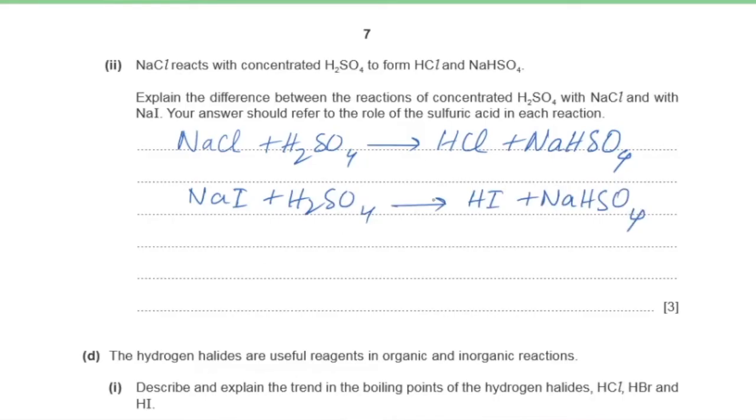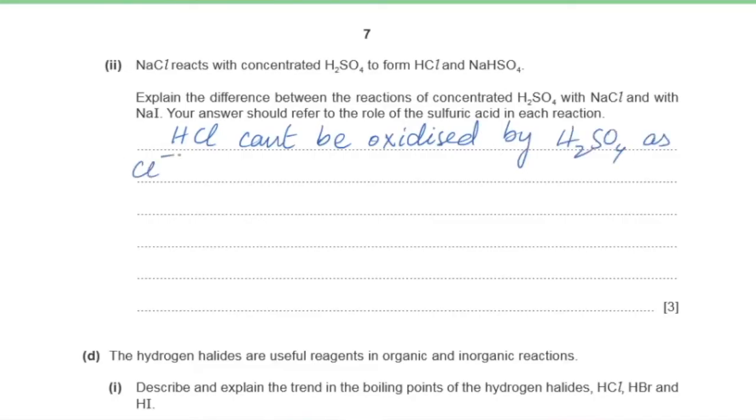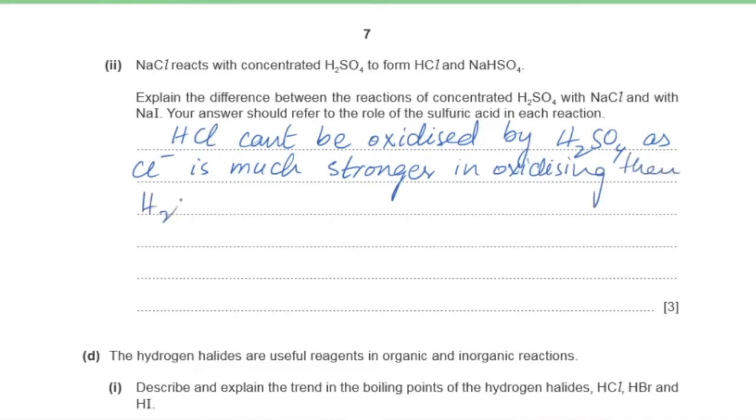In fact, the HI will get further oxidized by H2SO4 and will form various products including iodine gas. So we can write that HCl can't be oxidized by H2SO4 as chloride ion is much weaker in reducing than H2SO4.